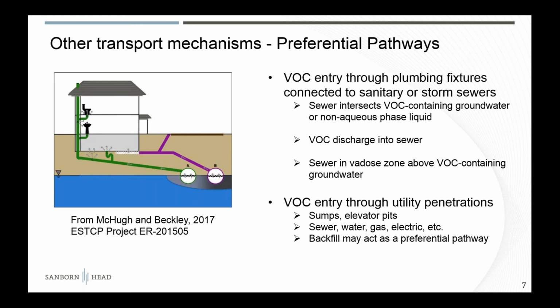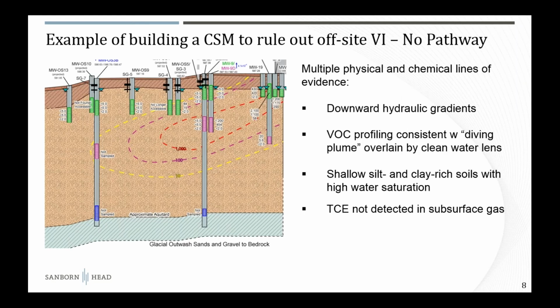So just a quick example of how a conceptual site model was built to rule out the vapor intrusion pathway. In this case, there was an industrial facility with a plume migrating off-site, but through a series of investigations, including multiple physical and chemical lines of evidence, the vapor intrusion pathway was ruled out to the nearby residences. And this was demonstrated through a program that showed that there were downward hydraulic gradients. It was creating more of a diving plume here.